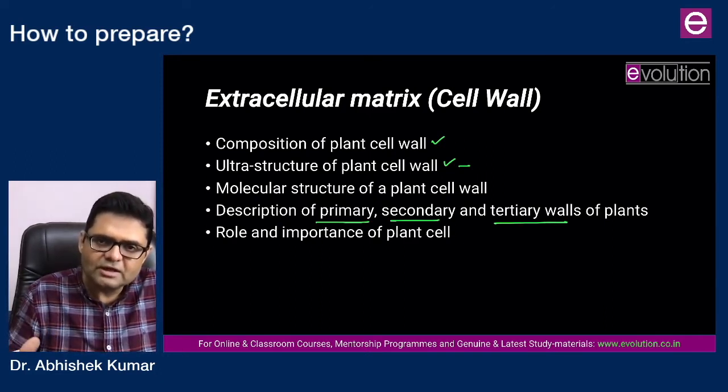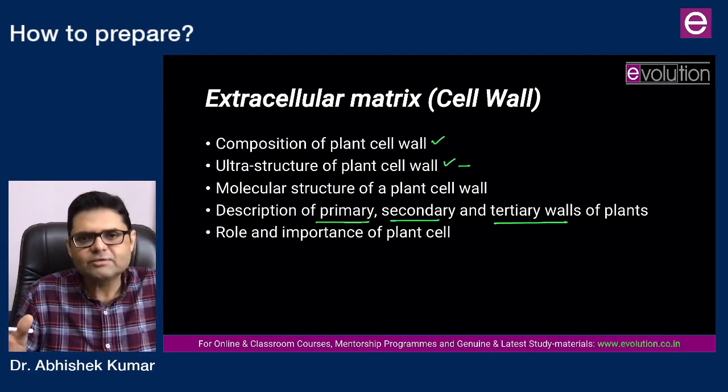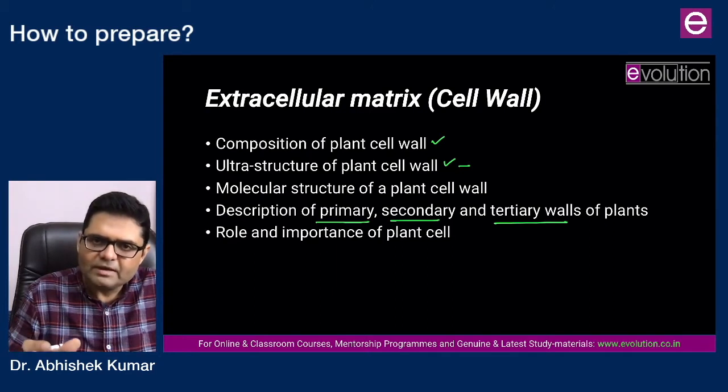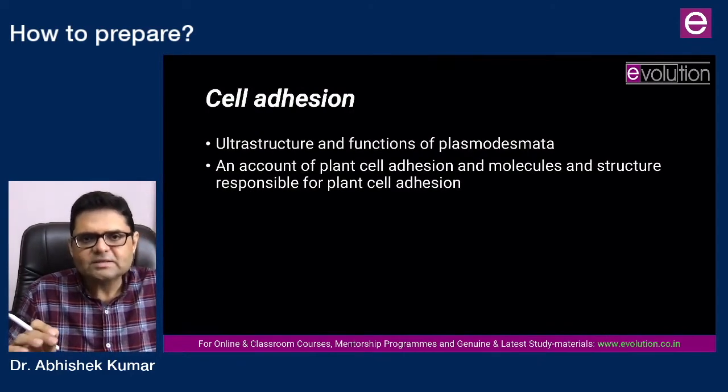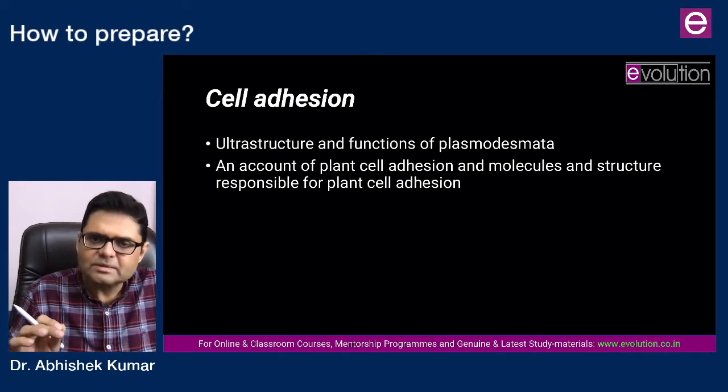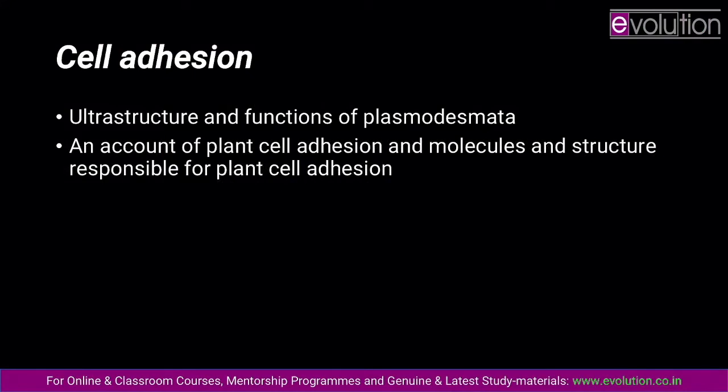What role it plays in shape determination of the plant cell, what role does it play in maintaining the water relation of the plant cell. So these are some of the structural aspects that you will be dealing with. The next topic is going to be cell adhesion, where you will be dealing with plasmodesmata as well as the middle lamella, which is the cementing material between 2 adjacent plant cells. First and foremost, ultrastructure and functions of plasmodesmata you should be doing.